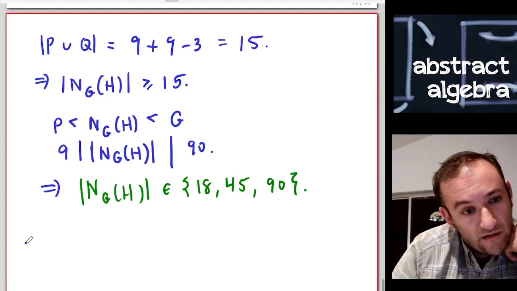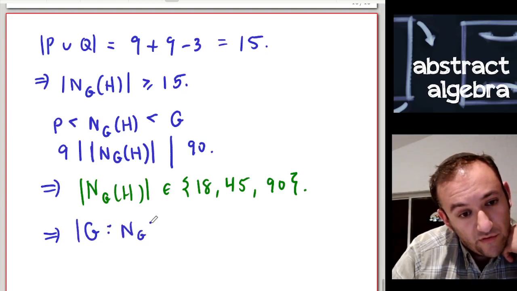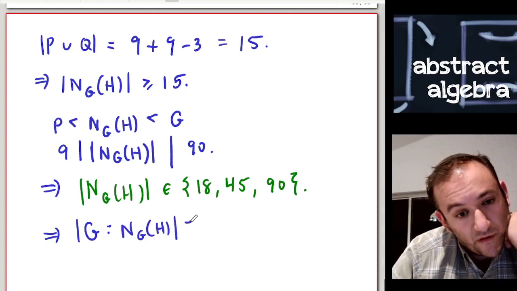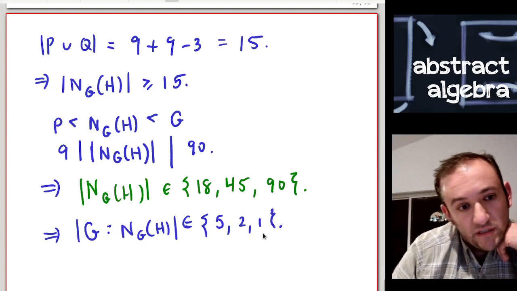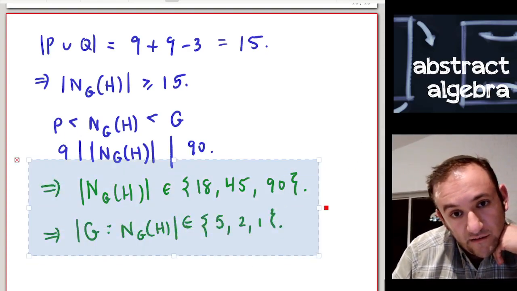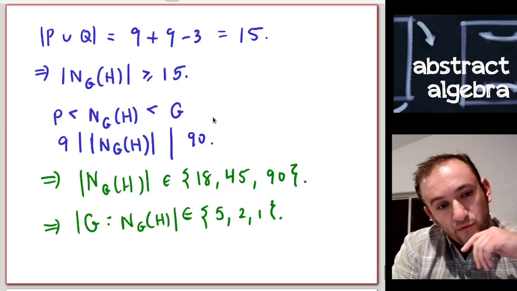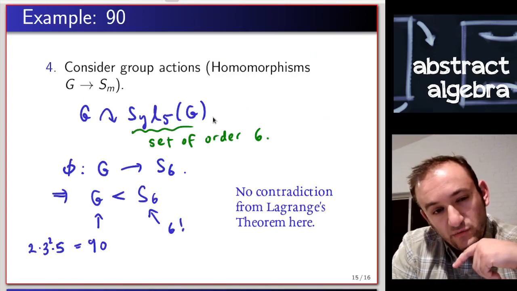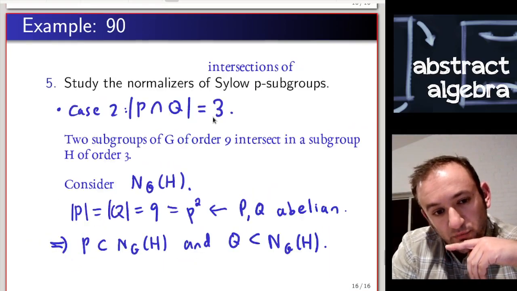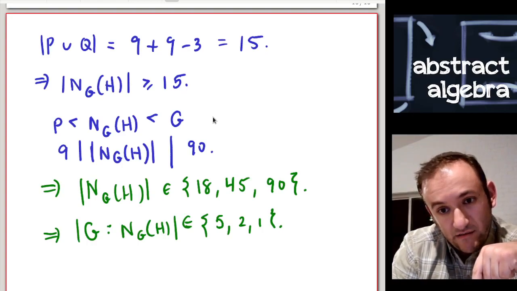But that means that the index of this subgroup is going to be in the set of 5, 2, or 1. Those are the possibilities. But now, what we saw before, that trying to have the group action with a set of order 6 didn't work. Now we have a different group action on cosets, with 5 cosets. So let's see if that works.